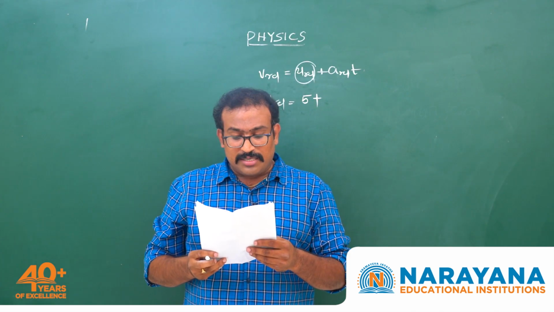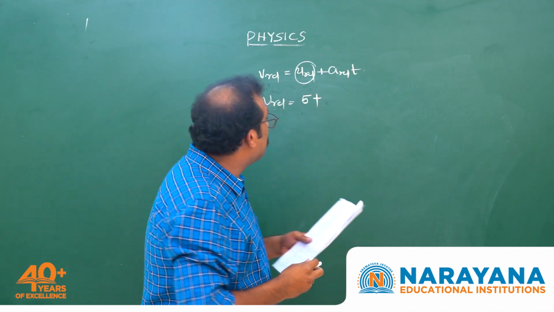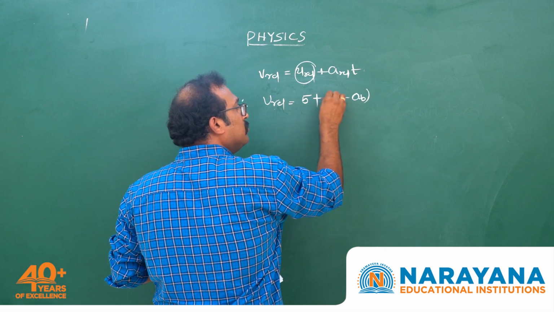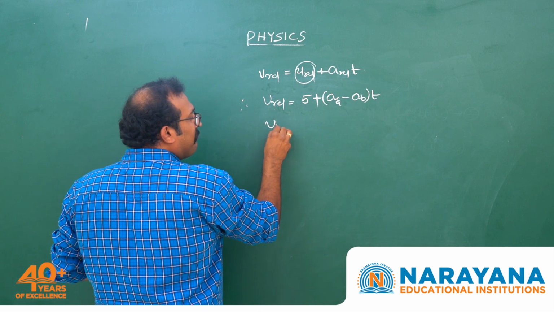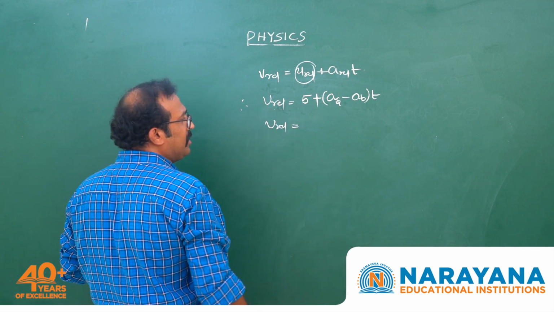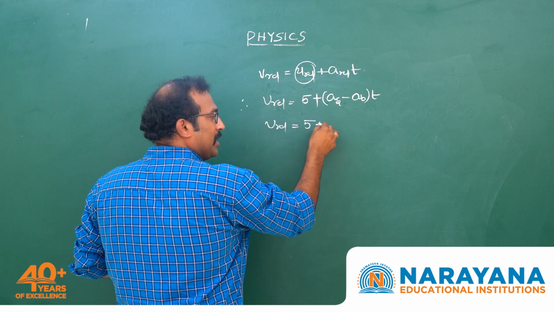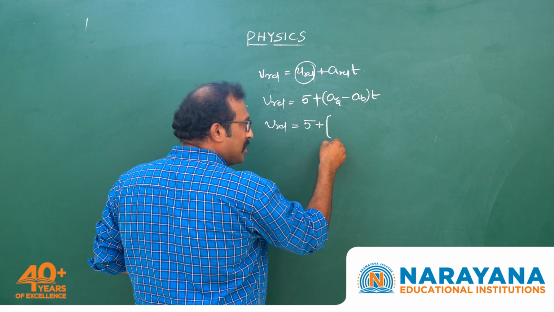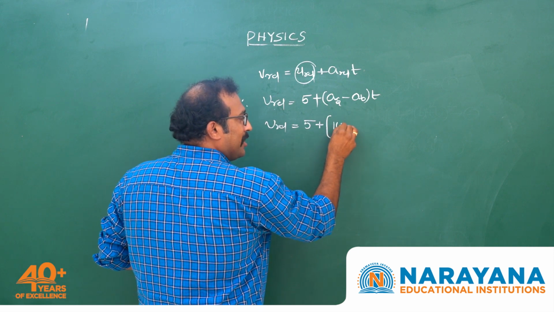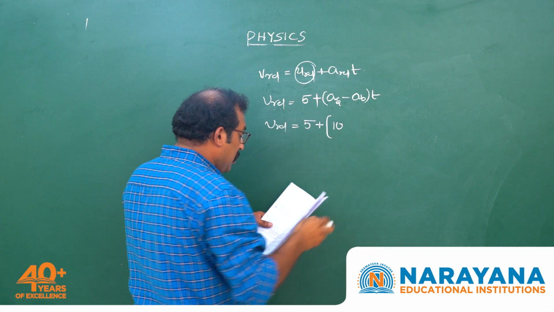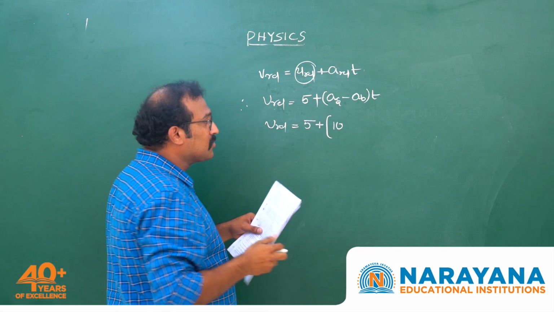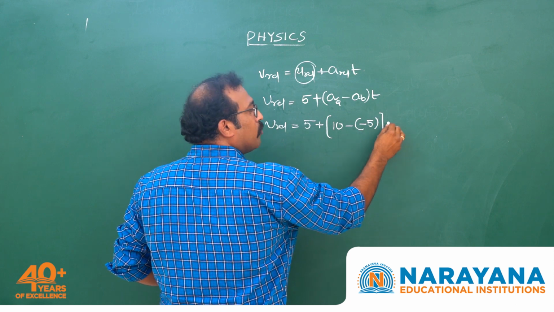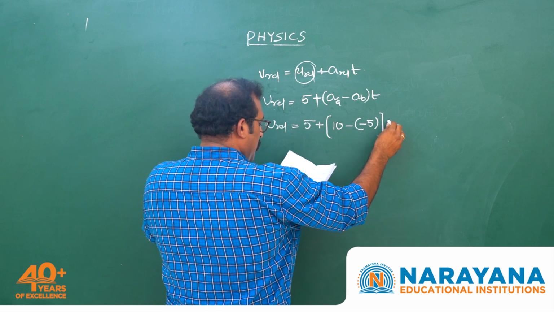So here the acceleration of the stone with respect to the balloon is acceleration of the stone minus acceleration of the balloon, into t. So we find the relative velocity after a time t as 5 plus acceleration of the stone, which is acceleration due to gravity, which is downward. I am taking it as positive. So 10, and the balloon is moving up with an acceleration of 5 meters per second square. So we can write it as minus of minus 5, and this we are going to take after a time t is equal to 2 seconds.